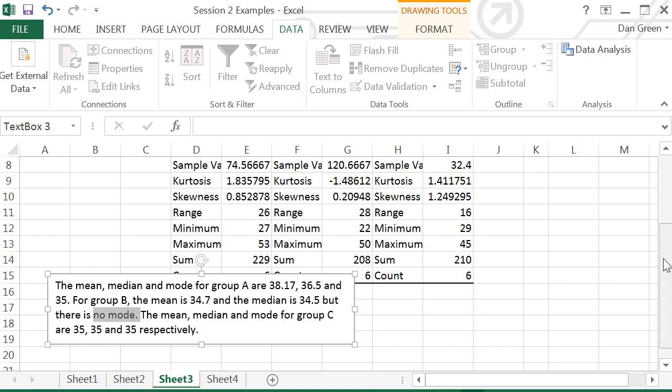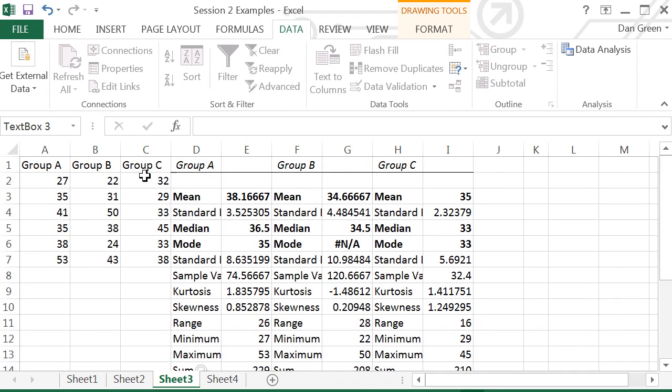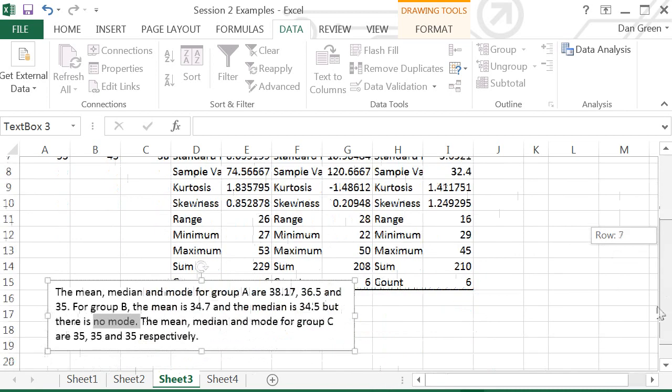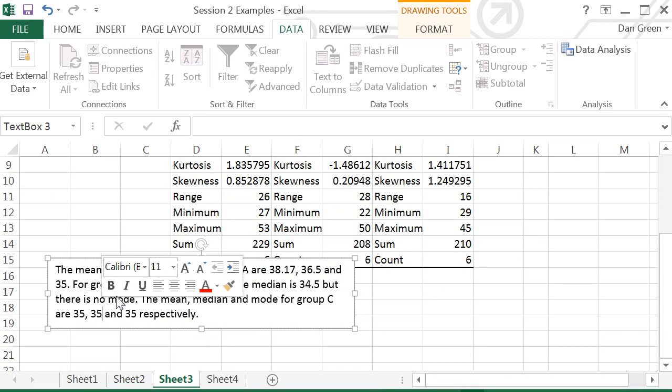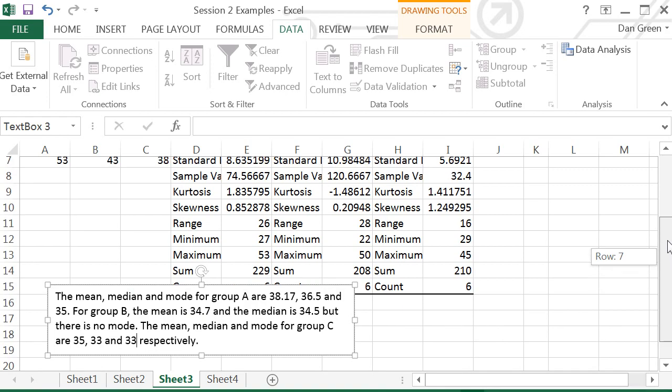Now again, when you specify the mode here, you want to look back over your data and make sure that you don't have repeated modes. Okay, and we don't. And I just noticed actually our mode is 33. It was 35, 33, 33. So this should be 35, 33, 33. So something like that is good enough for the problem with three sets of data.